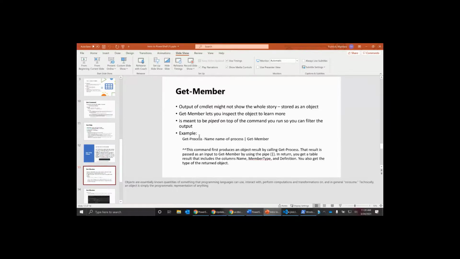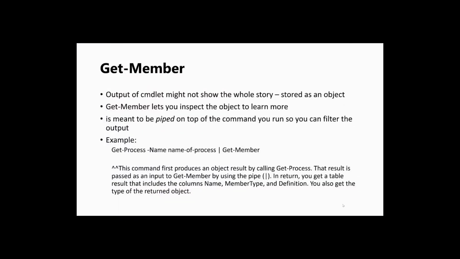Okay, get-member. So remember, the output of a command within PowerShell is stored as an object. It is not the entire story. There is more to it, and I'll try to give you an example here in just a second. Get-member lets you inspect the object to learn even more. It's meant to be piped on top of a command so that you can filter the output even further.